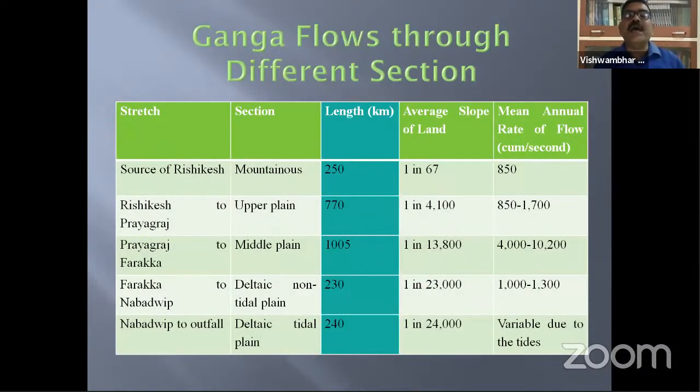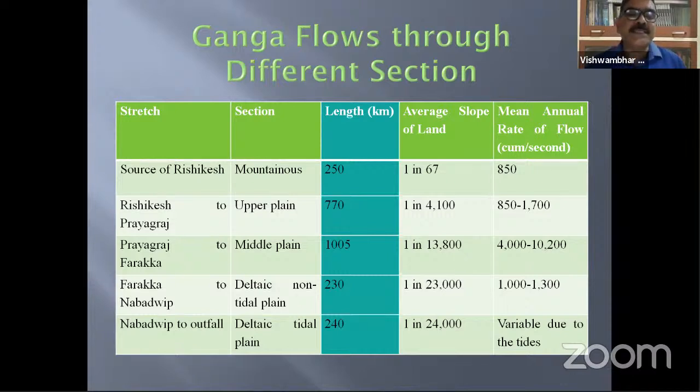So if you see, the Ganga flows through different sections. There are 5 sections, and the first section is source area to Rishikesh. It is mountainous. Its length is 250 kilometers, and average slope of land is 1 in 67. And mean annual rate of flow is also 850 cubic meter per second.